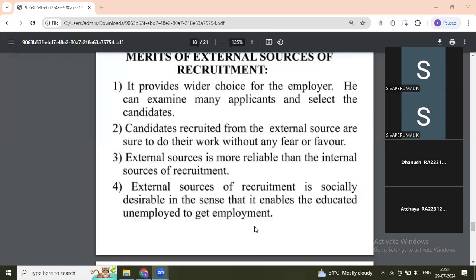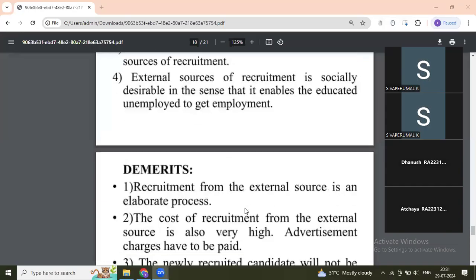Right. So recruitment is socially desirable in the sense that it enables the educated and unemployed to get employment. Right. This is the main merit of external recruitment.